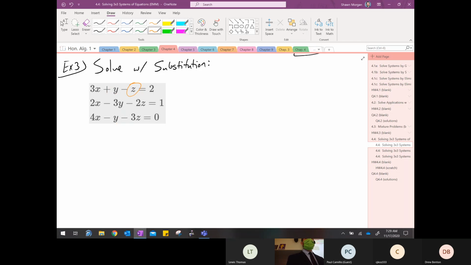Ben has chosen z in the first equation? All right, let's do it. Let's get z by itself. So I think I'll add z to both sides and subtract 2 from both sides. Z equals 3x plus y minus 2. Can you follow along with that? You get z by itself. Now, this is substitution, okay?